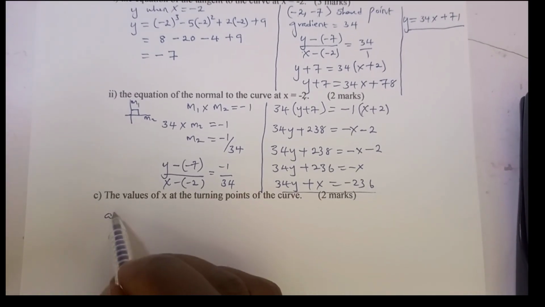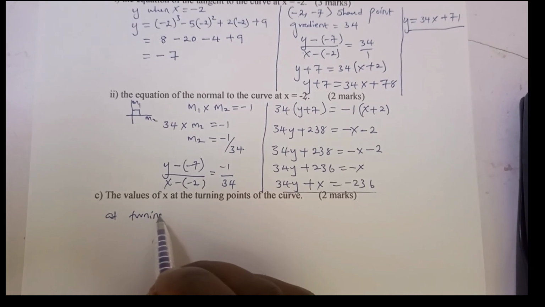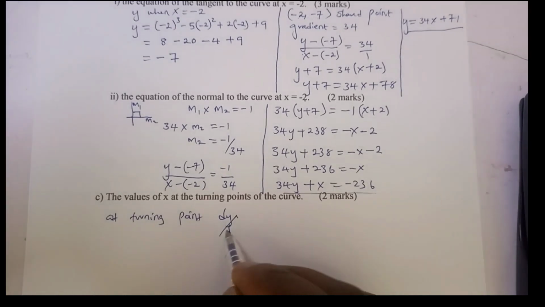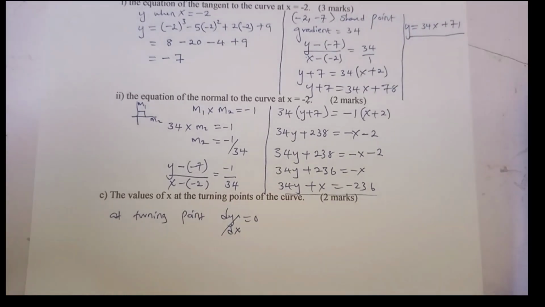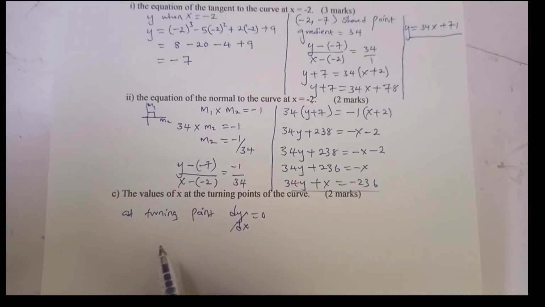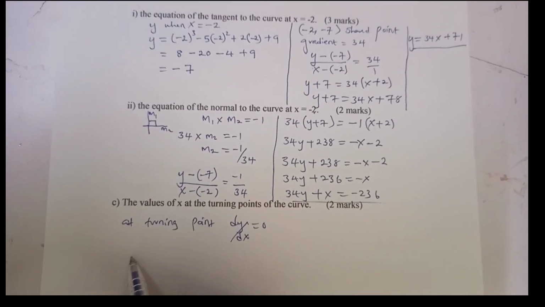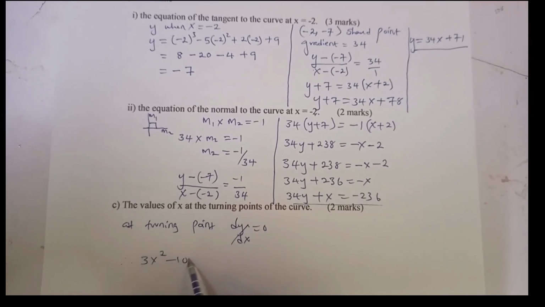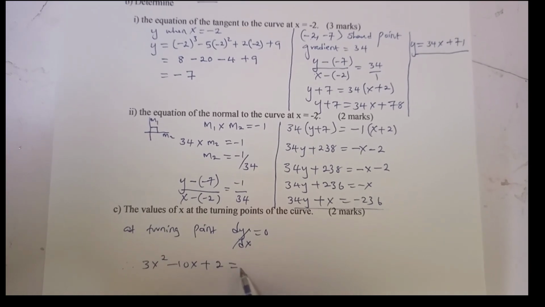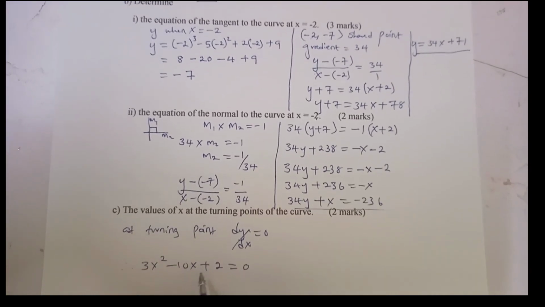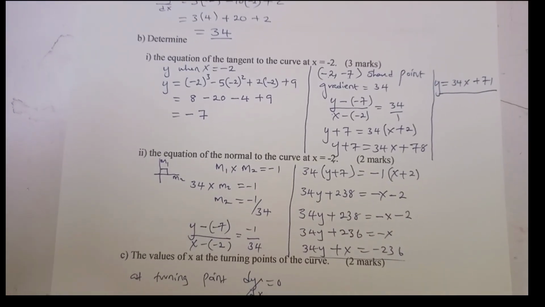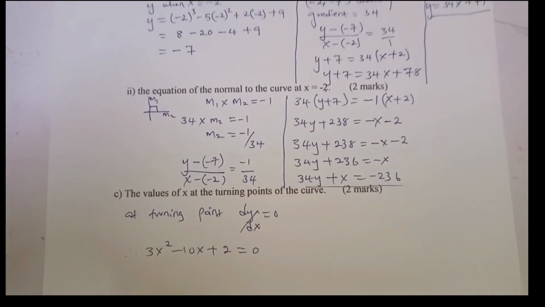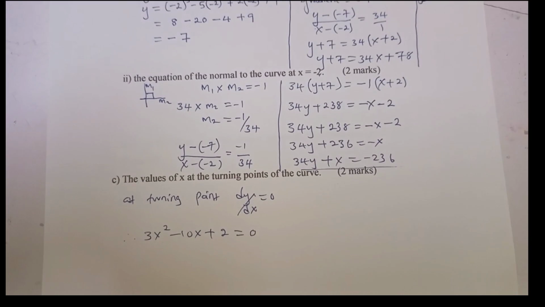Now the value of x at the turning point of the curve. At a turning point, dy/dx is 0, or the gradient of a curve is normally 0. Therefore we are going to use the equation of the gradient, where we said dy/dx is 0, and we equate that to 0. It is the very first equation we found on the top there. So we can use the quadratic formula.